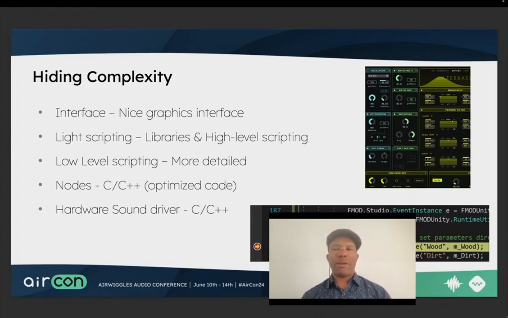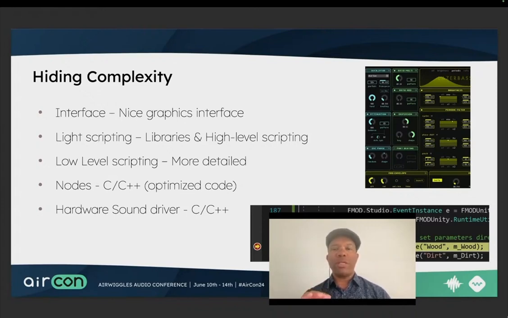So at the top level, you have the interface. This is showing Reaktor, and you've got the laser base. There are nice graphics and nodes and knobs and sliders, all that kind of stuff. It's nicely laid out. It makes you want to use it, okay? And then the layer below that is light scripting. We can see that that's using libraries and high-level scripting. And that would be something like I showed you in Automatism, like I showed you with Plug Data, with the guitar. And that's where you can just plop in larger modules.